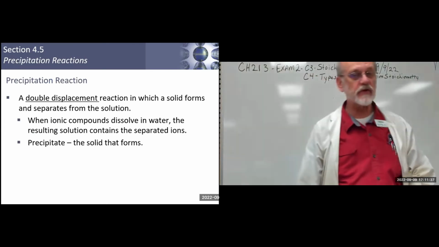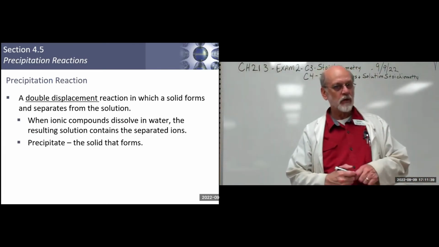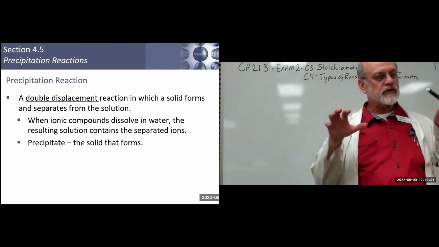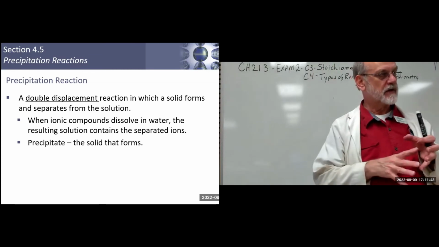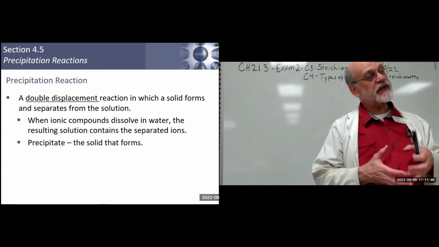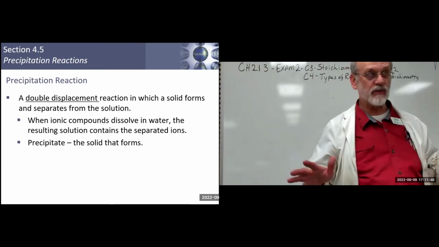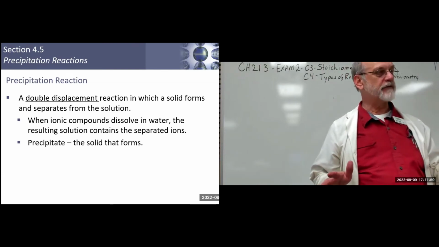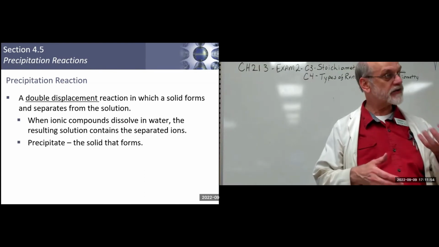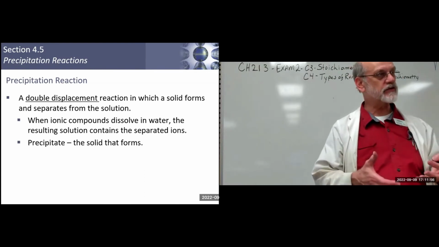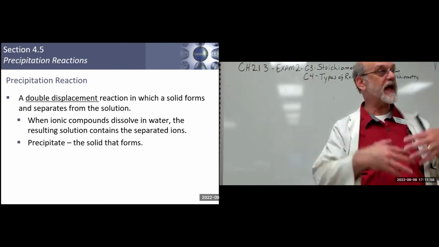Precipitation reaction is also a double replacement. What that means is when you put the two solutions together and they react, sometimes they make a compound that's not soluble anymore. And it forms a precipitate, which is an insoluble solid in the solution. And that comes about from the reaction itself.